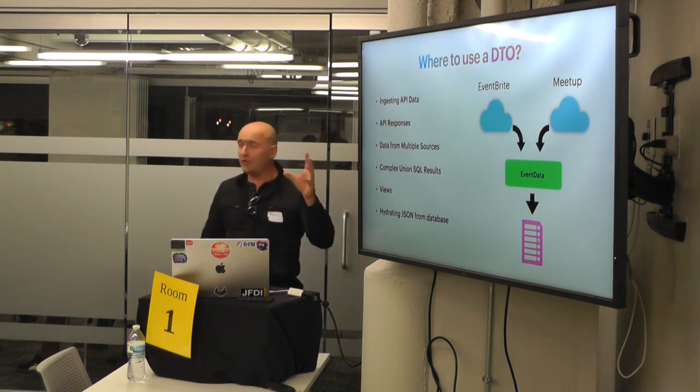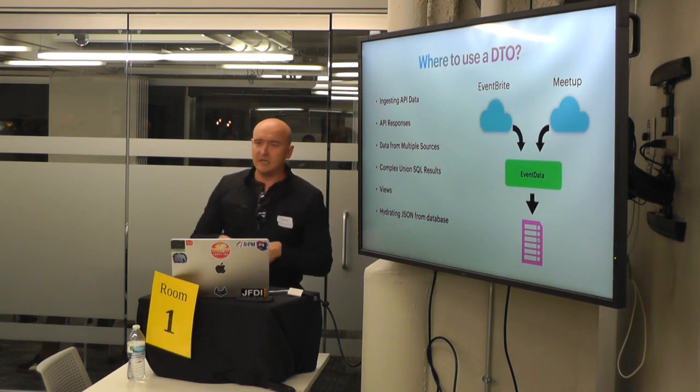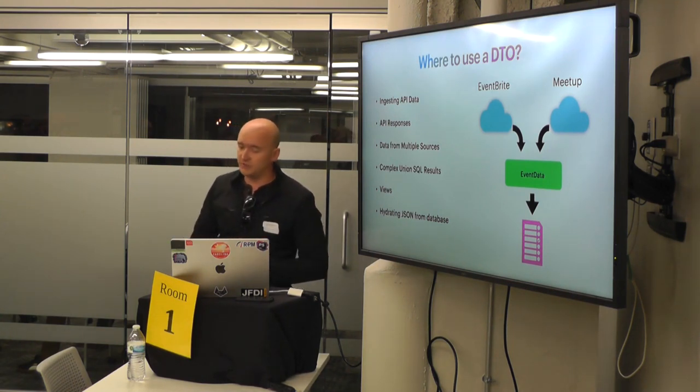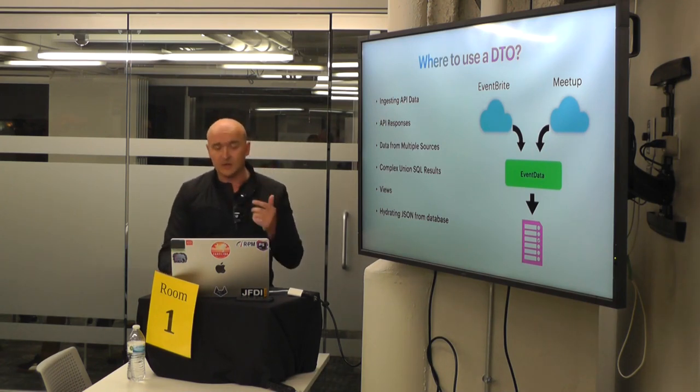We have an Eventbrite API and a Meetup API. We take that and put it into this class, and then later on in our code base, we just insert it into a database which houses this information. So that's a pretty straightforward example.